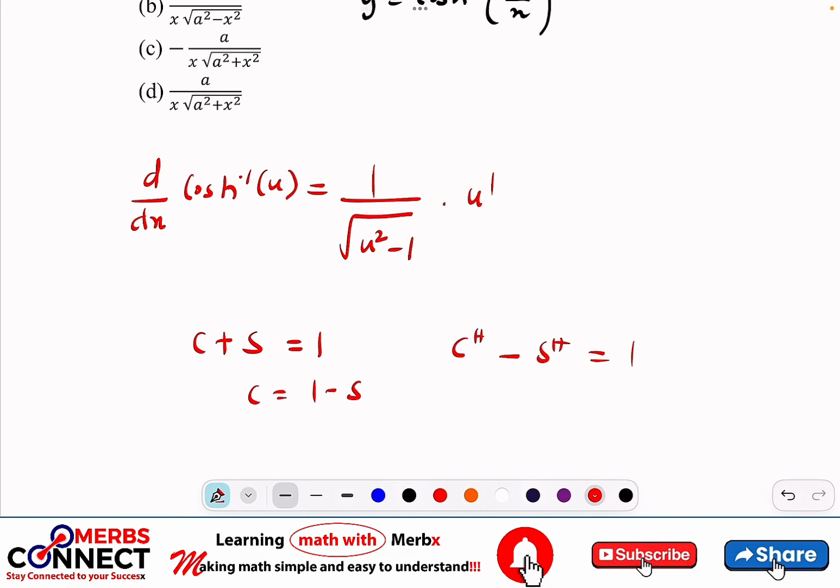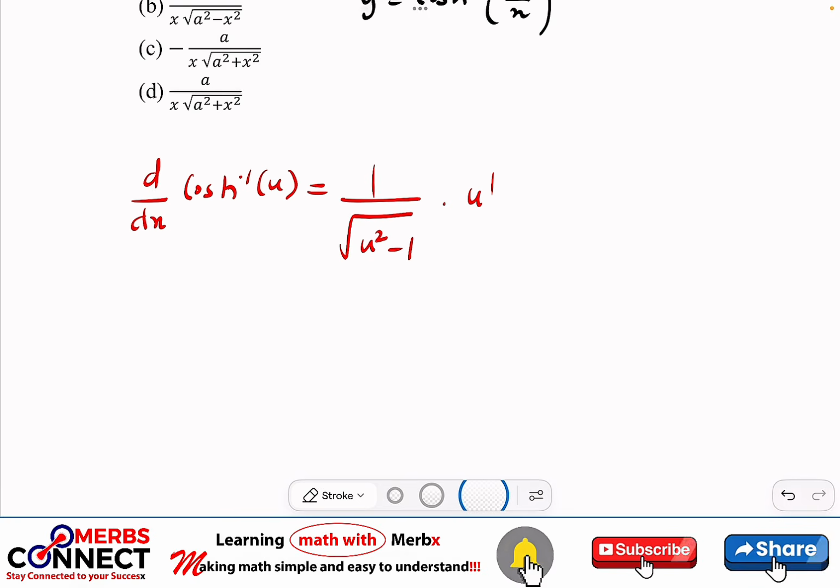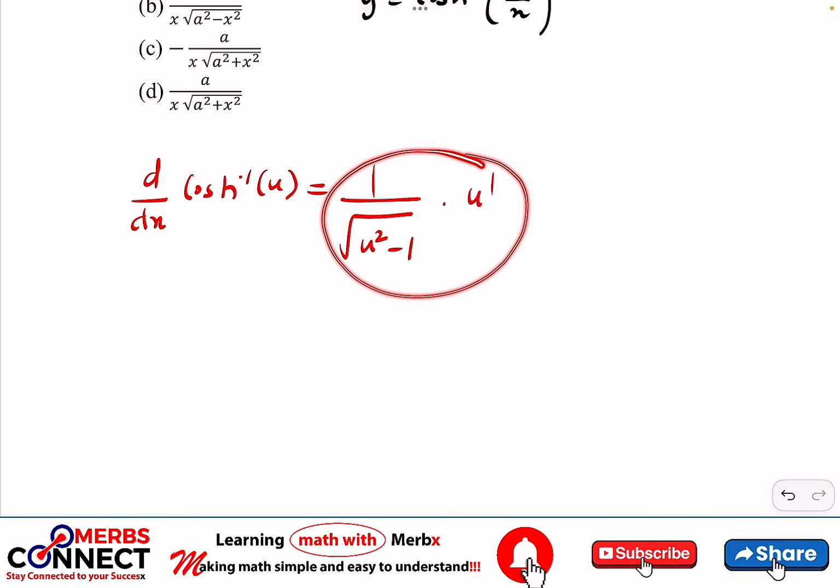So if you want to make sine a subject, you are going to have cos minus 1 is equal to sine. Yeah, that's true. This one moves here and this one moves here, and then we have the minus. I just wanted to know if this one is true. Okay, so this is true.